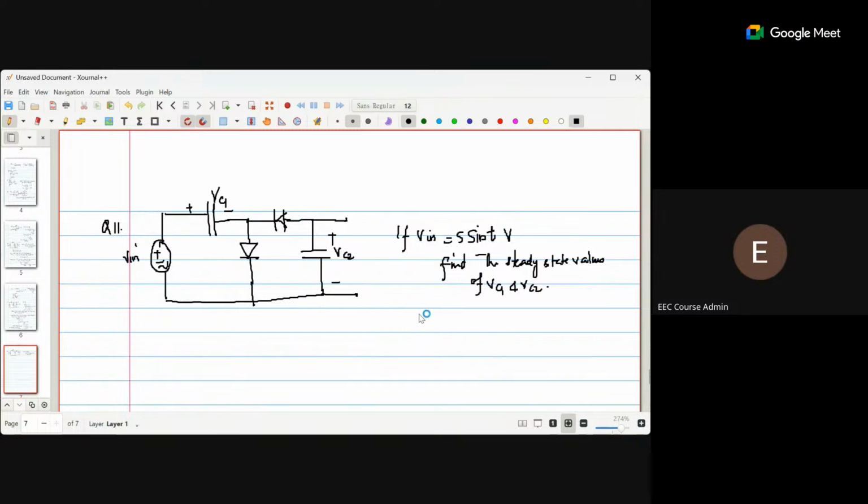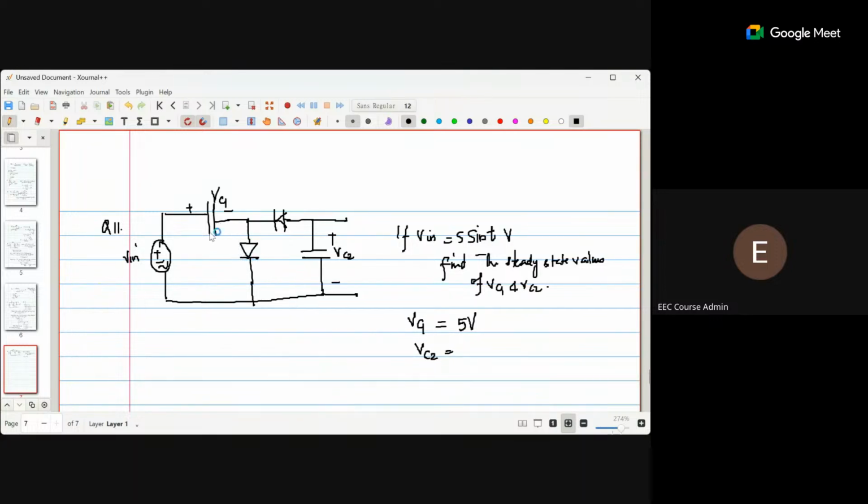So this is the circuit of a voltage doubler, and the given input is Vin is 5 sin t, and you are asked to calculate the steady state value of VC1 and VC2. So what do we get? VC1 will be the peak value of the input, Vm. If you can try to recollect the operation of this voltage doubler circuit, Vm will be across VC1. So Vm here is 5, so 5 volts.